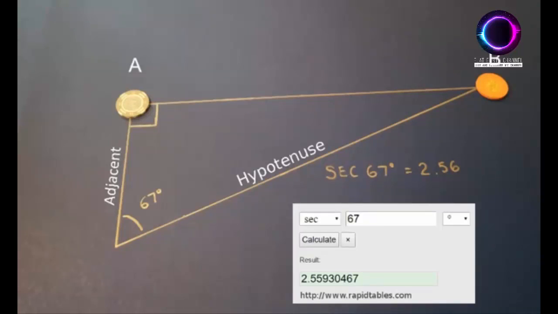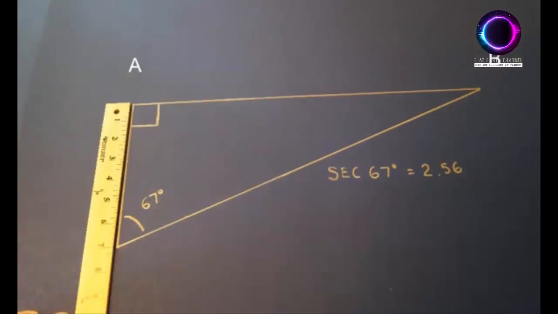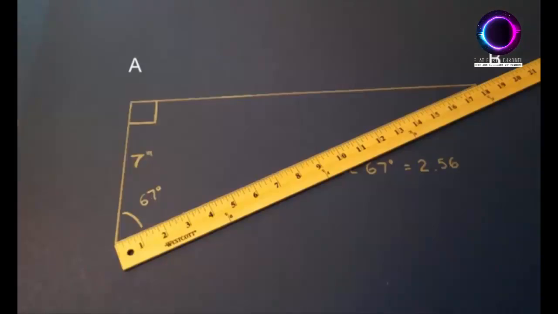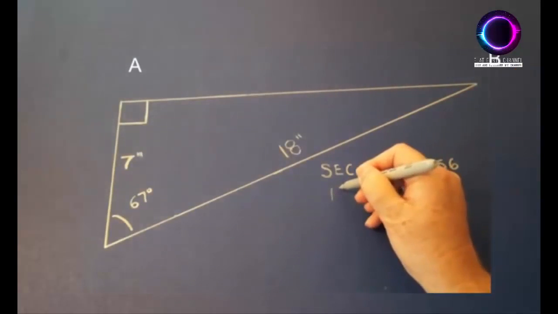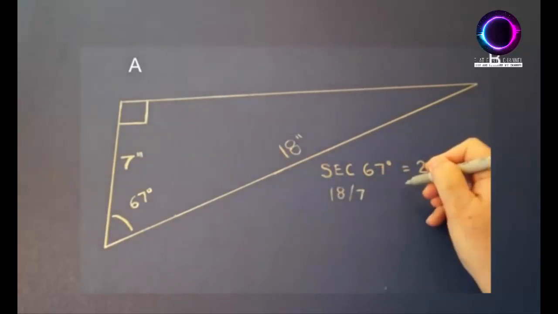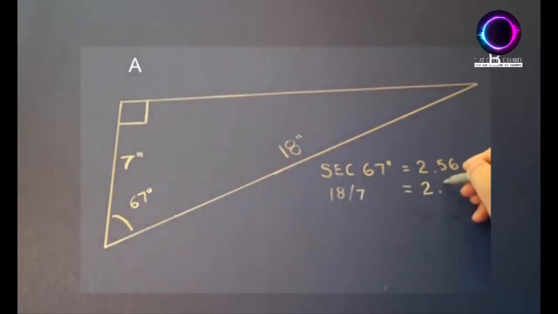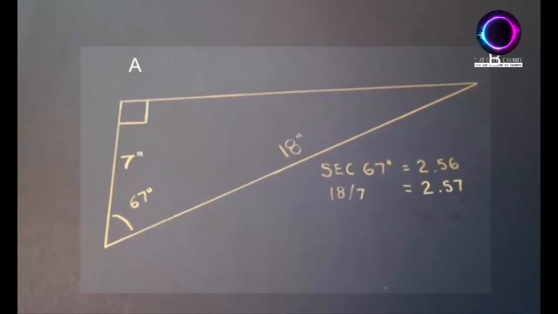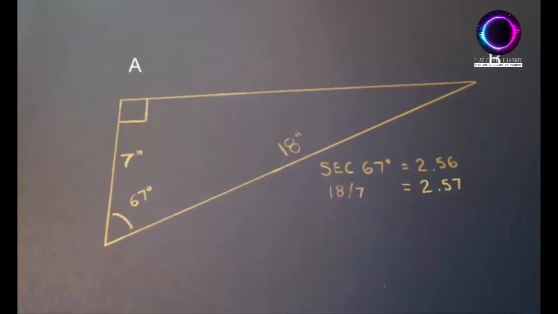And since we can measure the distances here, we can verify that the right triangle method is valid by seeing if we get the same result by measuring. We see that the distance to A is 7 inches, and the distance to B is 18 inches. And so, when we divide 18 by 7, we get almost exactly the same ratio, 2.57. So now we know the method works. Try it yourself with any distances.